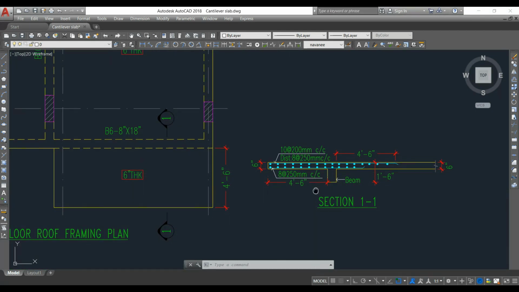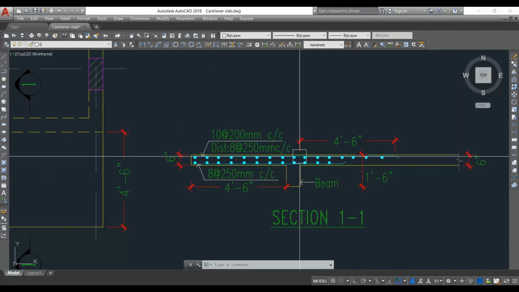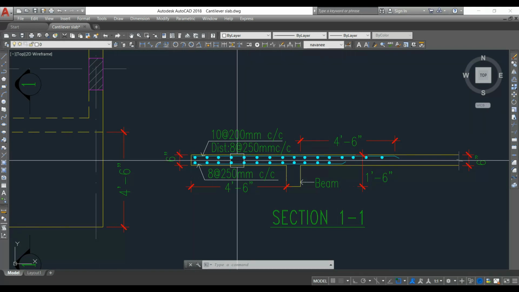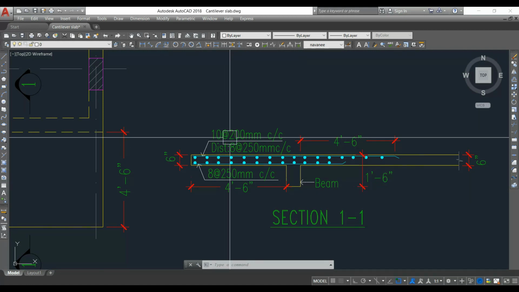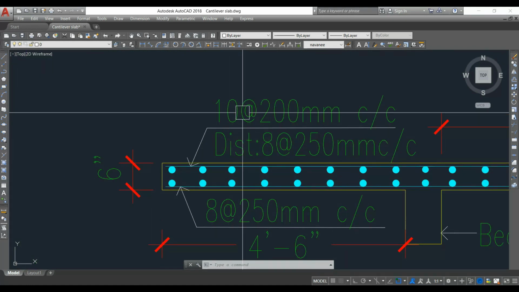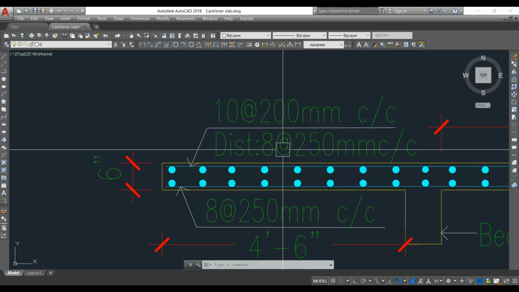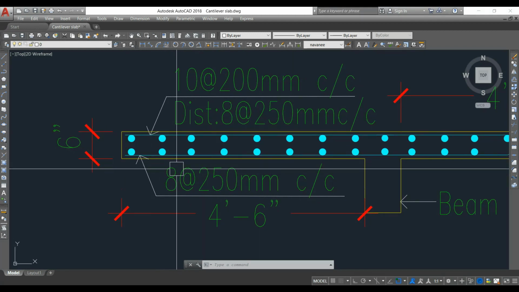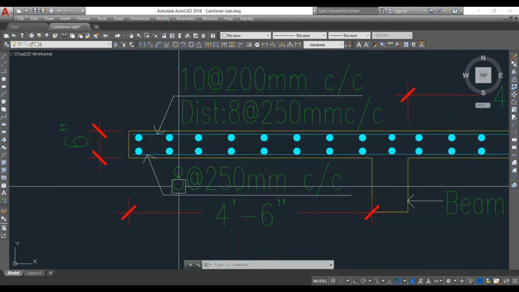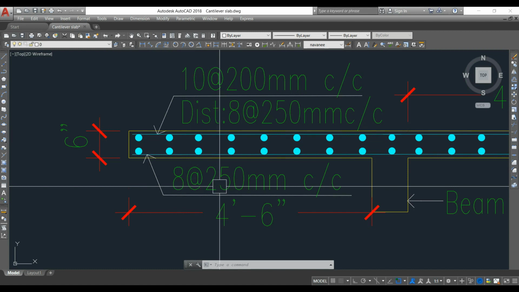So what we can do is that the reinforcement arrangement we can do like this. So this is the top bar, tension reinforcement. As I told you, in cantilever slab we need to provide the tension reinforcement at top. So the main reinforcement is 10 mm dia at 200 mm center to center as per our calculation. Distribution bar is 8 mm dia at 250 mm center to center. And again compression steel we are providing as 8 mm at 250 mm center to center, and again this distribution bar also the same, 8 mm at 250 mm center to center.